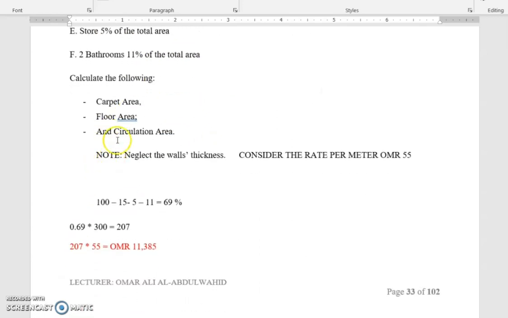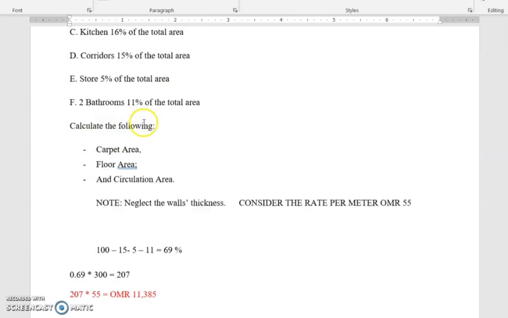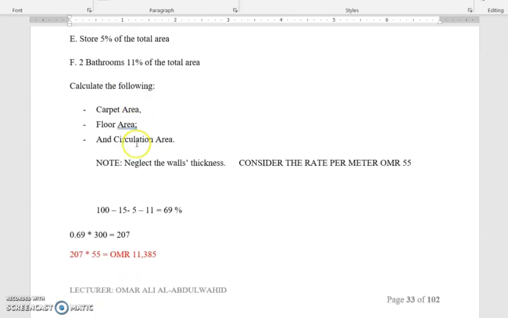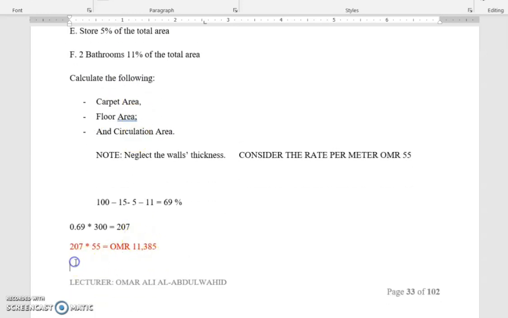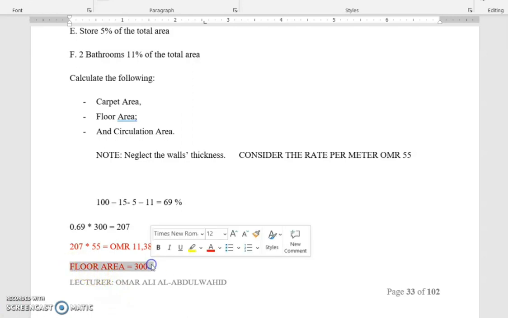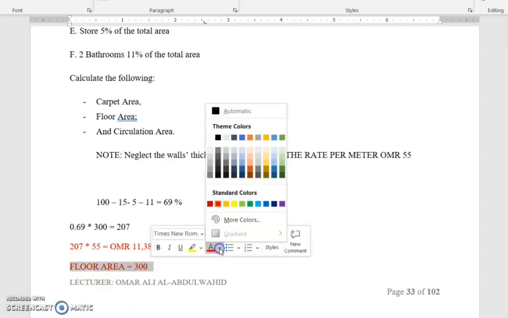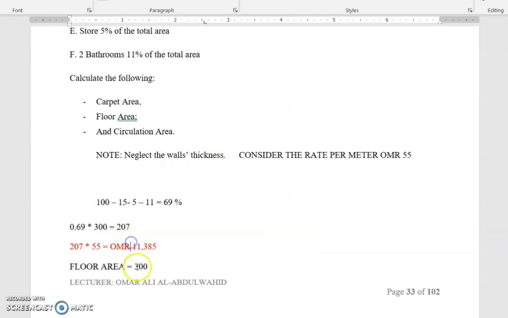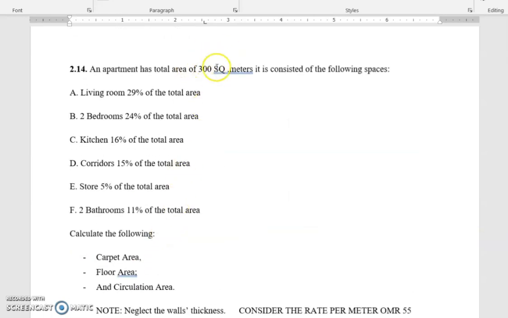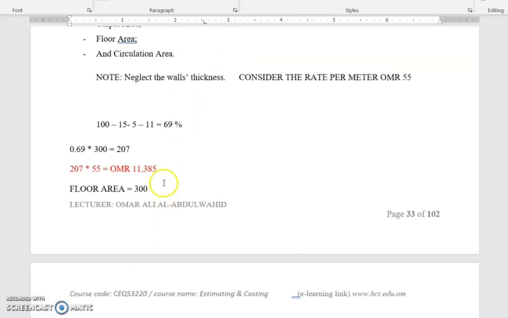طبعا هذا السؤال الثاني. فلور اريا، الفلور اريا هي المساحة الكلية، وبالتالي هي 300 متر. طبعا بعض الطلاب كان يسوي العملية من جديد، يقعد يجمع ويقول هذه الفلور اريا. طيب الفلور اريا ما يحتاج انك تحسبها من جديد، لان الفلور اريا هي المساحة الكلية، والمساحة الكلية معطاة عندك في السؤال، فما يحتاج تسوي لها كالكوليشنز جديدة.